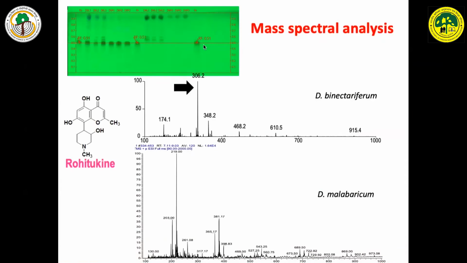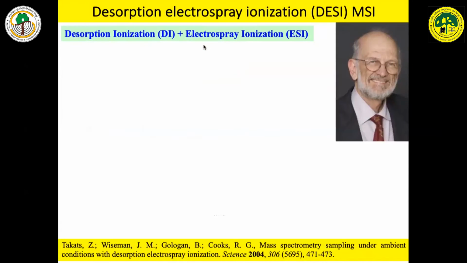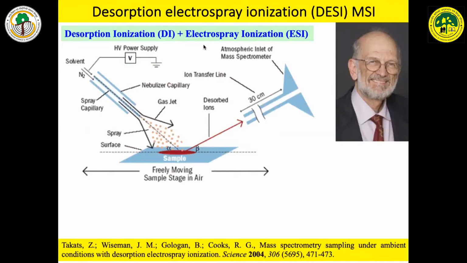Later on, there has been a lot of advancement in mass spectrometry techniques. Now there is no need for extraction of the molecules; you can do it directly. There is one technique recently developed by Cooks from Purdue University, desorption electrospray ionization mass spectrometry. It is an advanced mass spectrometry developed from the earlier one I showed, and it happens in ambient conditions.